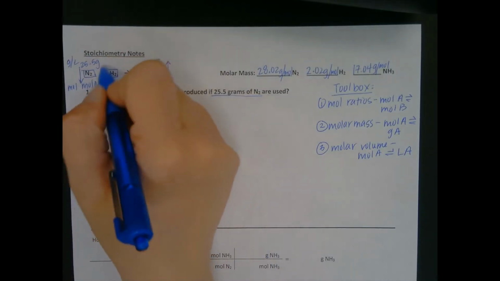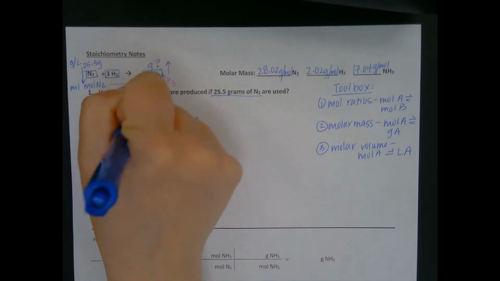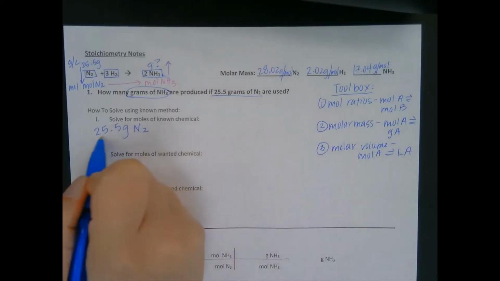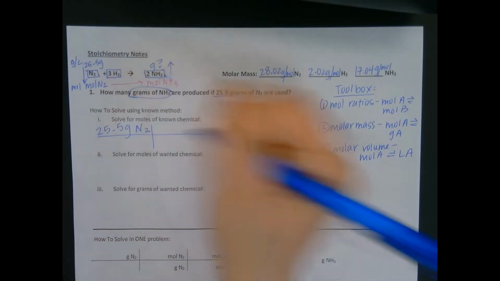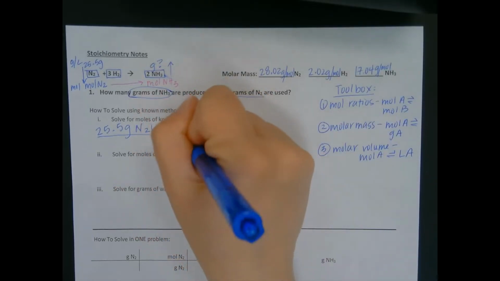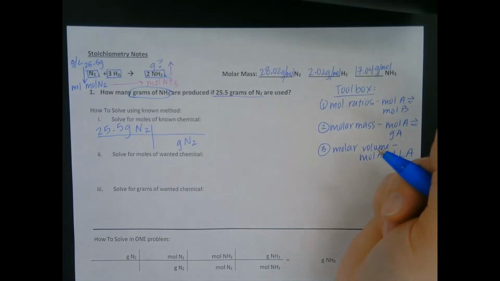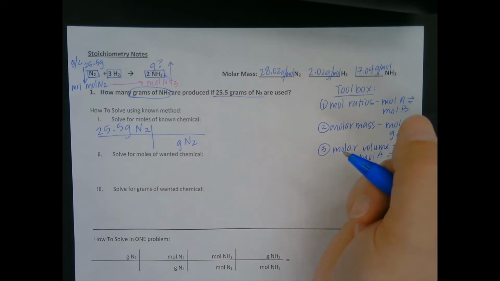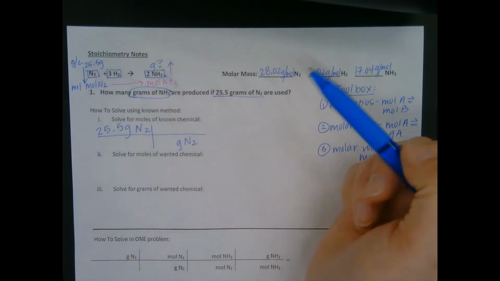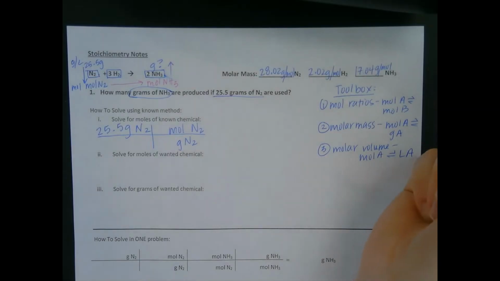Our given, I'm going to look at this blue arrow over here first. So our given is 25.5 grams of N2. I've got my train track. The first step is to take the grams of N2 and transfer that down so your units cancel. Now, to actually solve, the mapping is a map. Wherever the arrow is pointing, it's telling you what to do next. It's telling you what unit to solve next. So it's pointing to moles of N2, meaning that my first conversion is moles of N2.